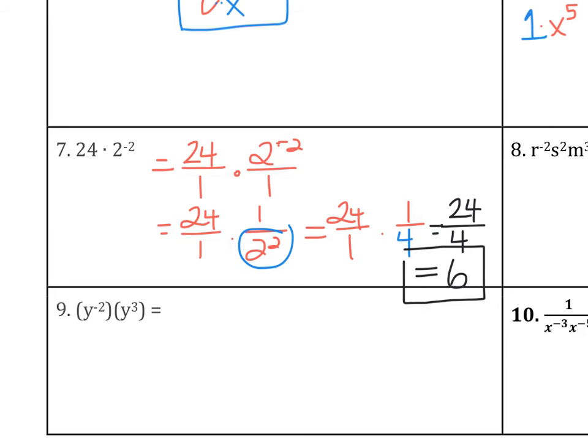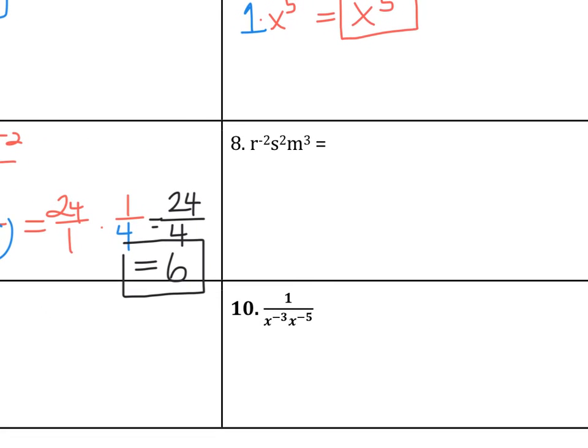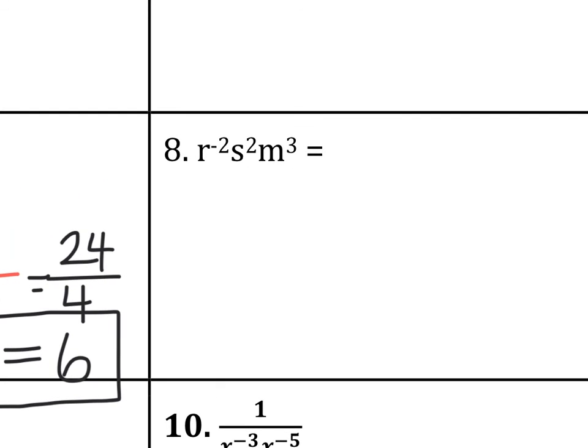Number 8. Okay, this is kind of hard to see on your paper, but number 8 does say r to the negative 2. So we're going to write them all as fractions again. So write that as a fraction. Actually, make the whole thing a fraction. And put that over 1.